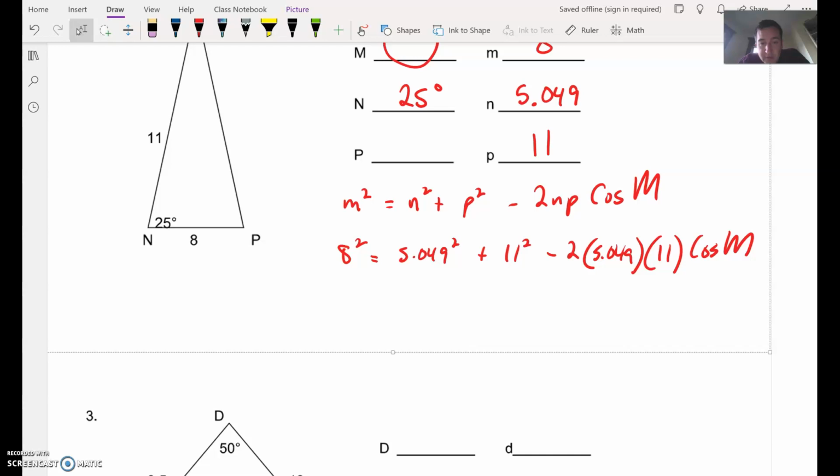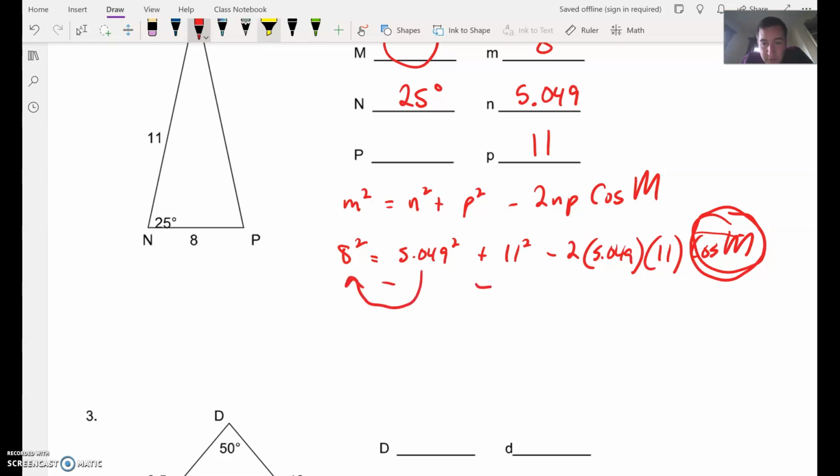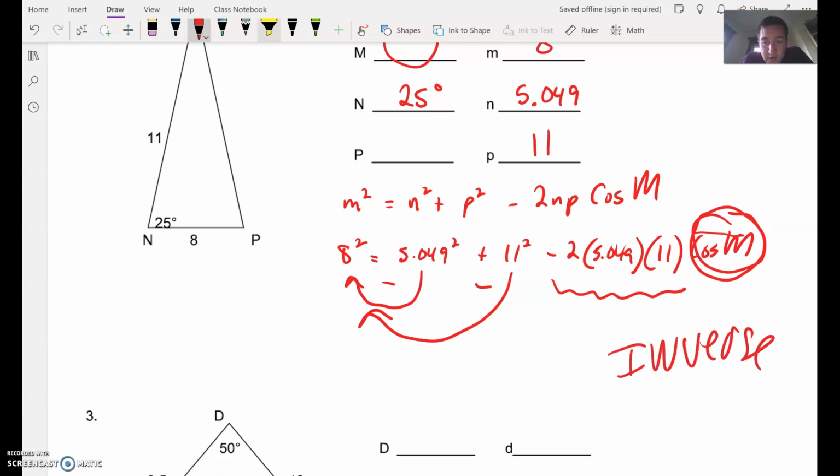You come in with questions. Pause and watch me do this, though. We need to solve for this, which means we need to subtract this over, subtract that over, and then divide by that so that all we have left is cosine M. Then we take the inverse cosine of whatever that decimal is. Talk to you tomorrow. Pause and rewatch.